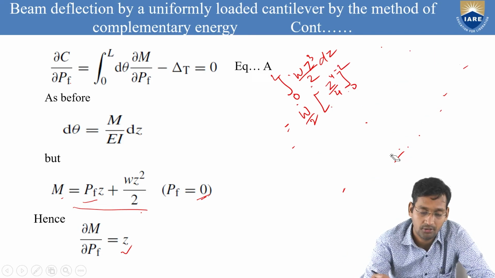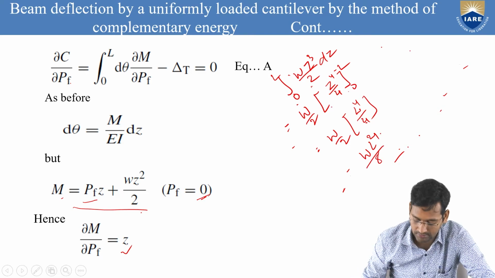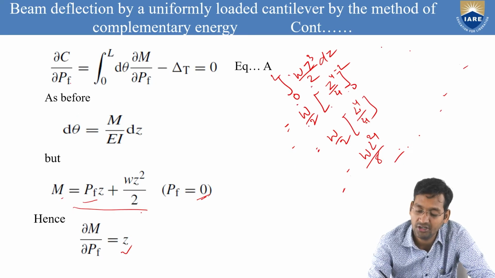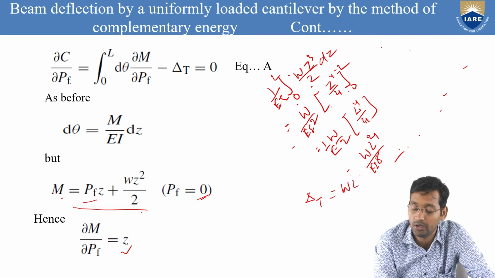Okay. So now after putting the value, W by 2 into L power 4 by 4 will give you W L power 4 by 8. So W L power 4 by 8, and we had already taken that EI constant, so EI. So the vertical deflection delta T equals W L power 4 by 8 EI.